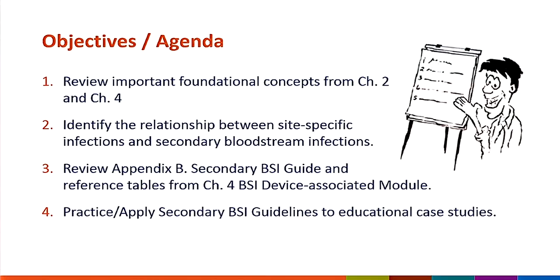We're going to review some important foundational concepts from Chapter 2 and Chapter 4 from the NHSN Patient Safety Component Manual. We're also going to identify the relationship between site-specific infections and secondary bloodstream infections. We'll also review Appendix B, which is the Secondary BSI guide found in the BSI or bloodstream infection protocol. And we'll reference some tables from that chapter as well.